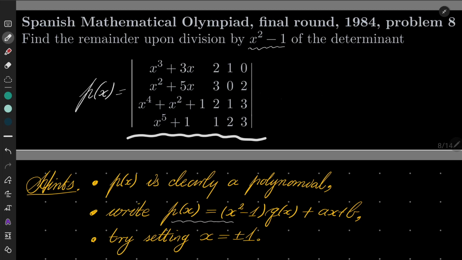Moreover, by the well-known division theorem, after division of our polynomial p of x by the binomial x squared minus 1, we get some remainder, and this remainder is of degree less than the degree of x squared minus 1, i.e. it's of degree 1 or less. And then finally, if we have this equation, we can find the values of a and b by plugging in x equals plus or minus 1. So give it a try and see you in a moment.